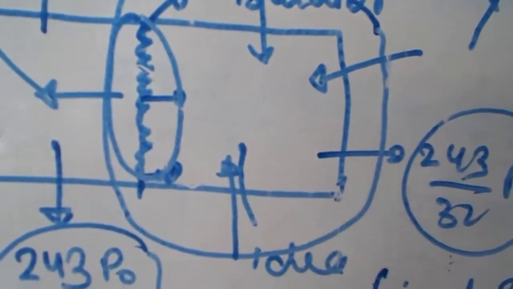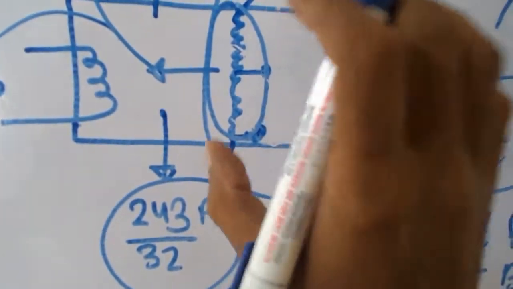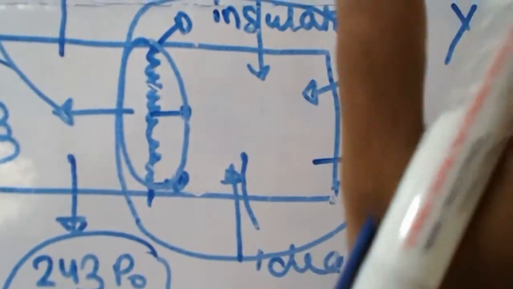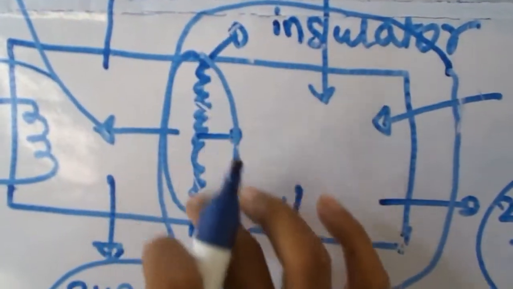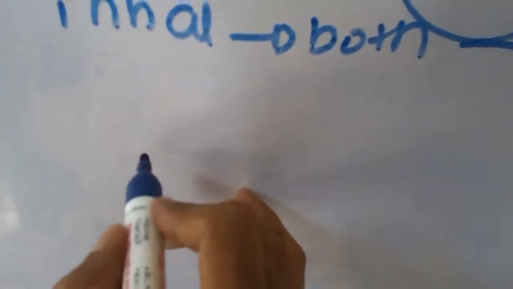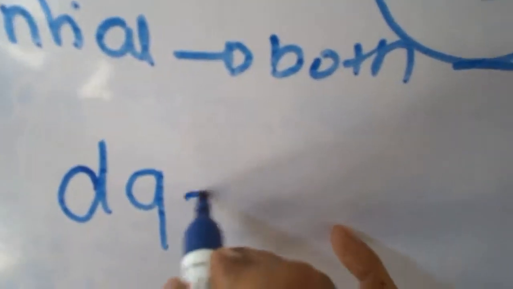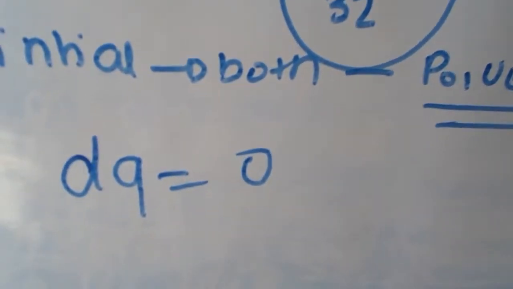Heat cannot enter, nor can heat come out of this chamber. You got what I'm trying to say: heat neither enters nor exits this chamber. So dQ here is 0, dQ here is 0, dQ here is 0.